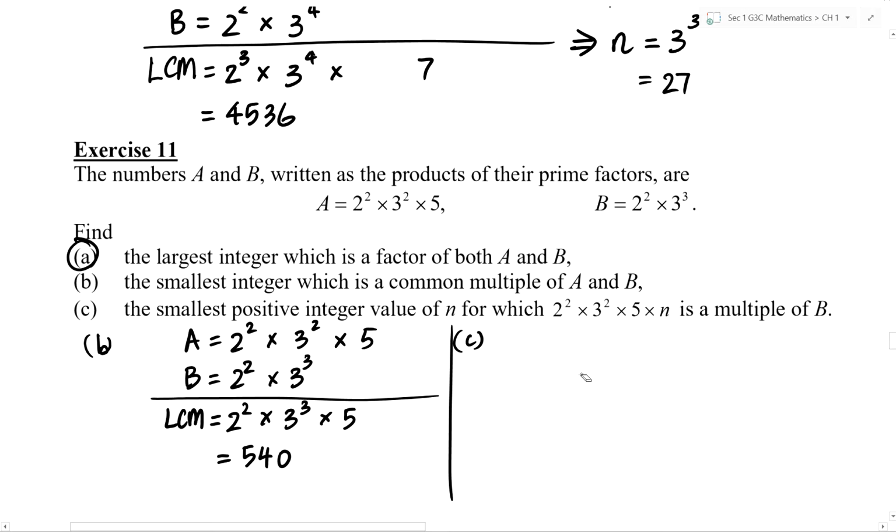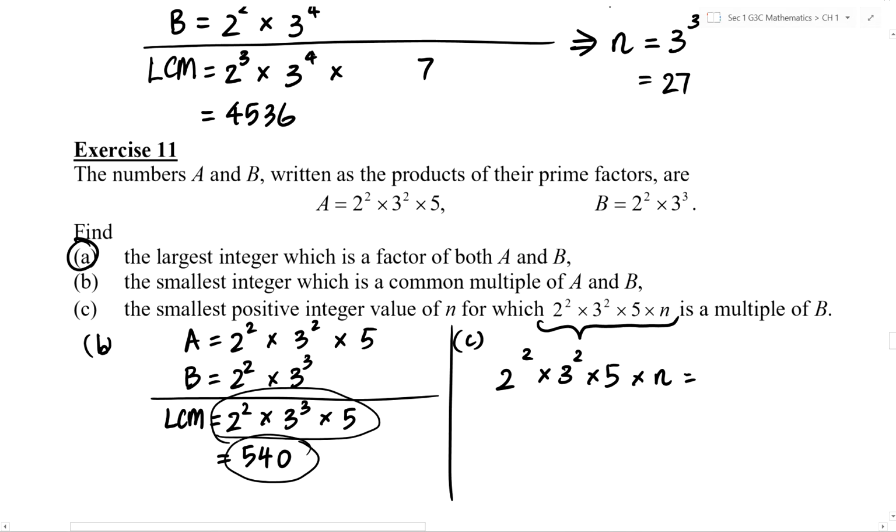Understanding again. 2 squared times 3 squared times 5 times n. So I'm literally copying down all this. It's supposed to be the LCM of A and B. Okay? And the LCM of A and B happens to be found in part B. You can choose to write down 540, or you can choose to write down the index notation. Which one is more useful? Yeah, index notation, because it allows us to compare really quickly: 2 squared times 3 cubed times 5.